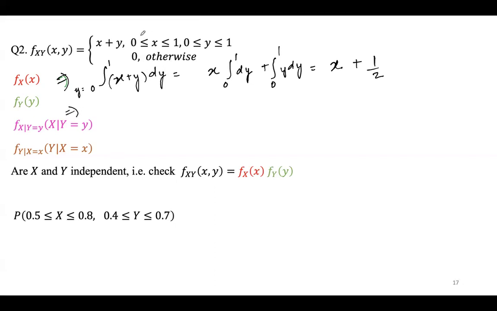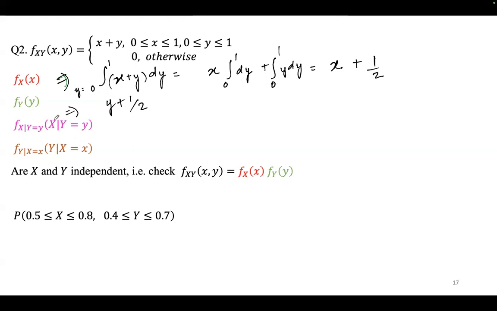Same thing you'll do here. Since it's a very symmetric looking distribution, this one would give you y plus half. Same thing, same solution. For x, again the limit will be 0 to 1. Yep. Same thing, just replace x and y in this expression. Because you see, it's very symmetric looking. So that's going to be the second expression here.